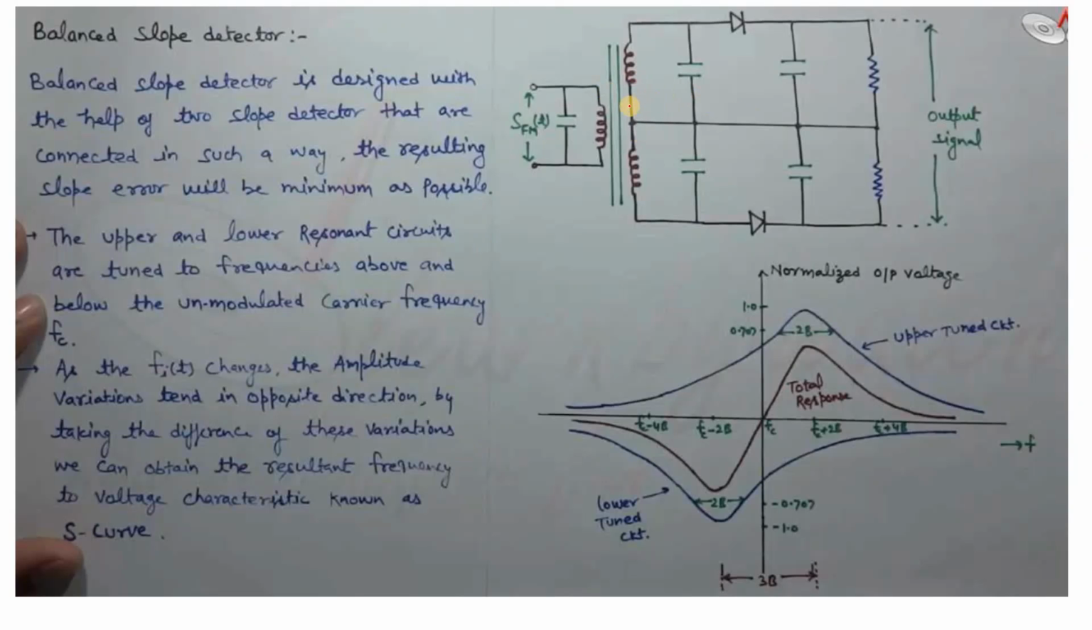Okay, here we have the upper slope detector, this one, and this one is the lower slope detector, which are going to be tuned to two different frequencies. The upper path is tuned to the higher frequencies, and the lower path is tuned to the lower frequencies, compared with the unmodulated carrier frequency. As the phi of t changes, the amplitude variations tend in opposite directions. By taking the difference of these variations, we can obtain the resultant frequency to voltage characteristic shown in the S curve. This is how the balanced slope detector is working. Okay, right?